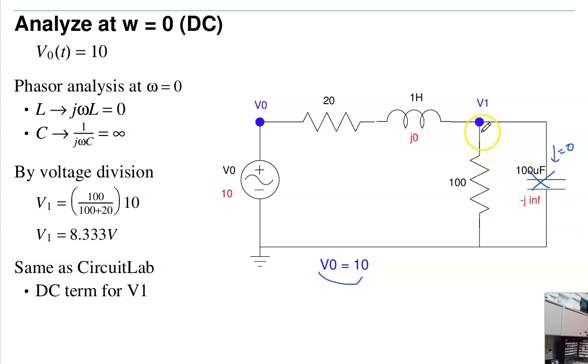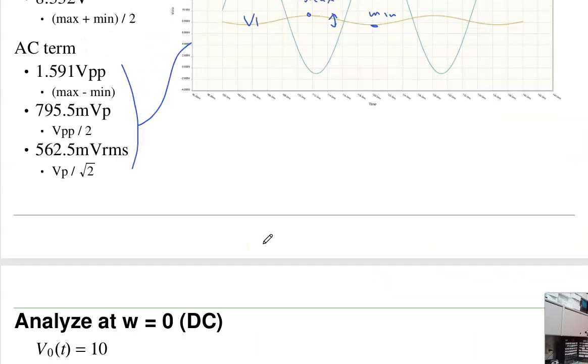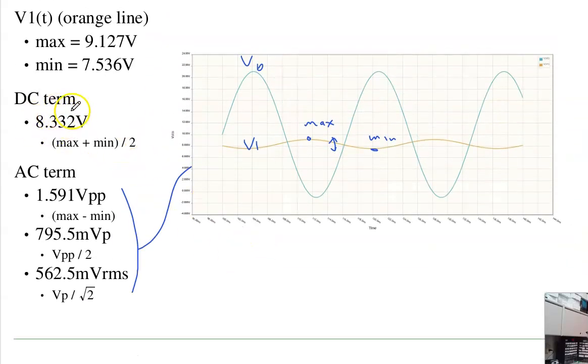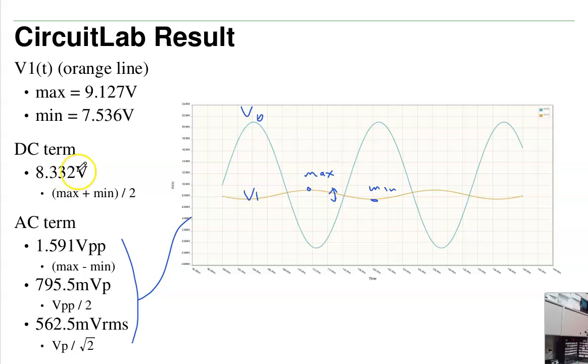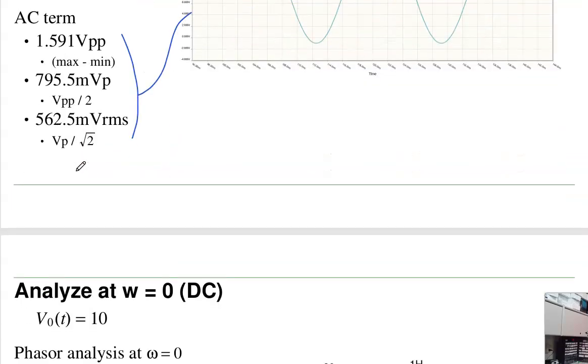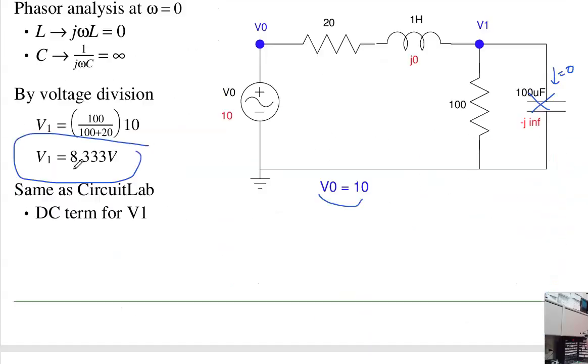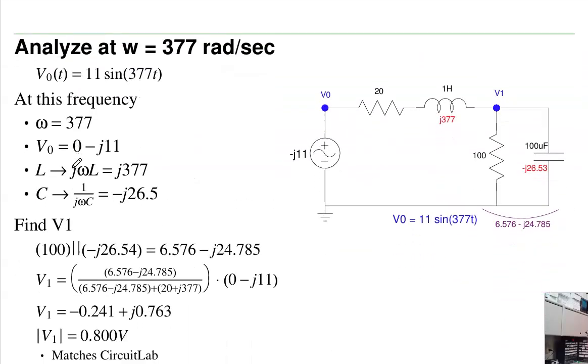Now solve for V1. I can do voltage division. I can do voltage nodes. Let's just use voltage division. So V1 is 100 over 100 plus 20 times 10. V1 is 8.33 volts. And notice that matches up here. That's the DC term that Circuit Lab found. That's one term. Let's find the AC term.